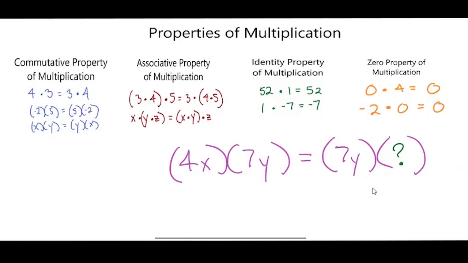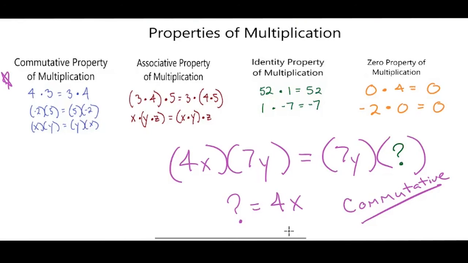All right, here I have 4x times 7y equals 7y times question mark. So I need to know what property is this and what is the question mark? Well, I'm going to say that the question mark is 4x. So what property says that I can multiply things in any order? I can just switch the order. Well, that property is the commutative property of multiplication. So I'll say commutative. And that's how you use properties of multiplication.